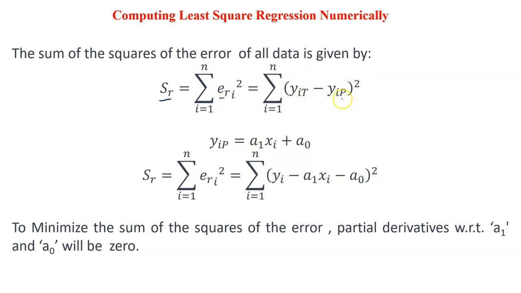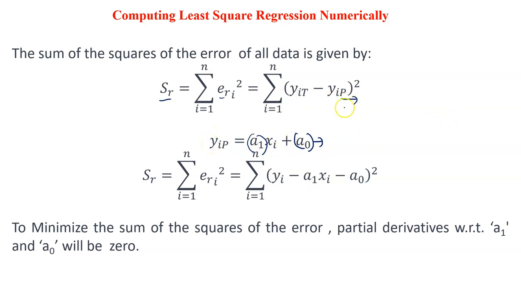And for Y predicted, we took the straight line equation, A1 xi plus A0. So we just plug in this YIP: YI minus A1 xi minus A0. This is the straight line equation. Our target is to find A1 and A0. After getting A1 and A0, we can get that straight line, and if we plot it, it will give the minimum error.